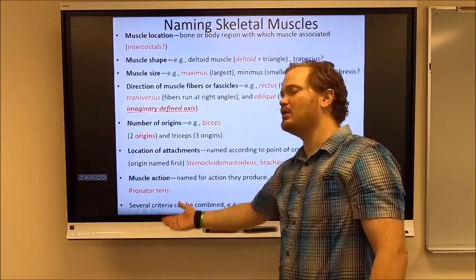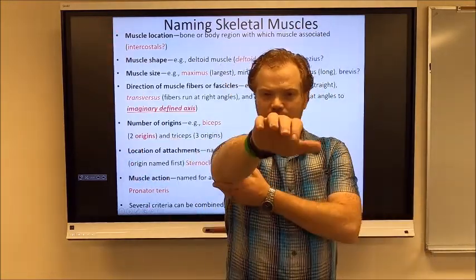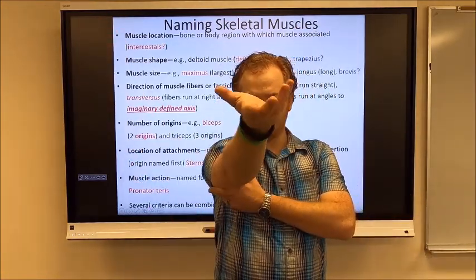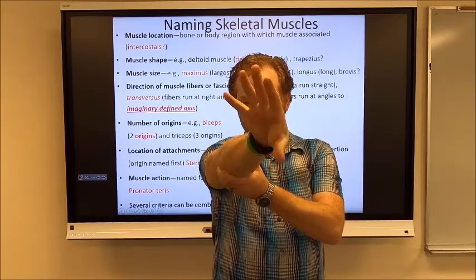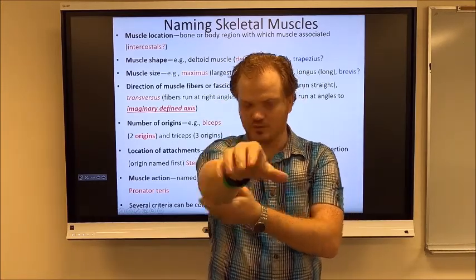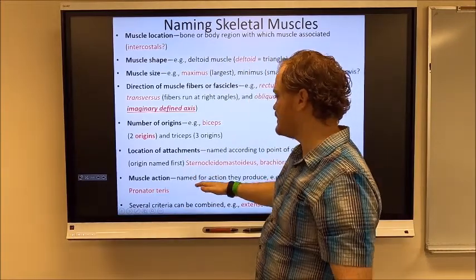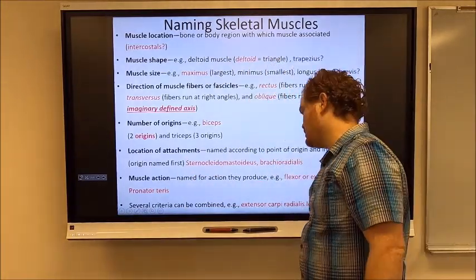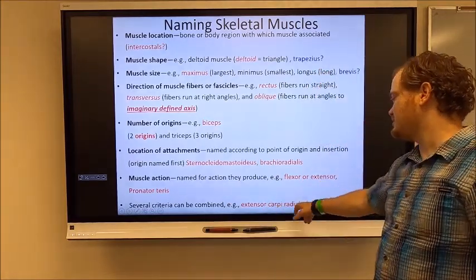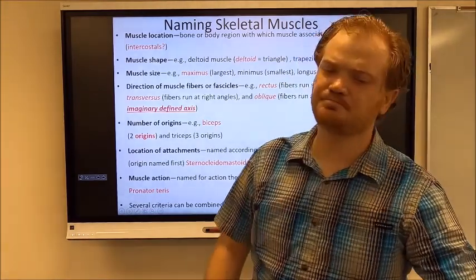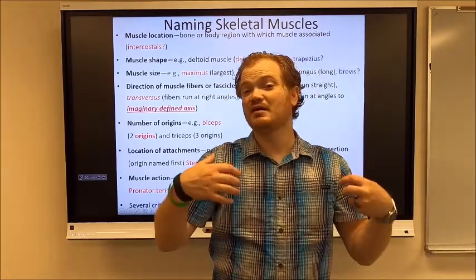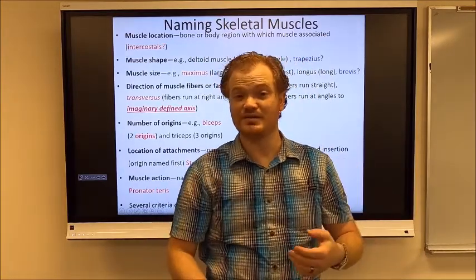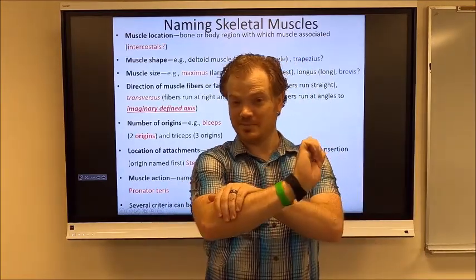I think I have more. Yeah, pronator teres. So this is supination, this is pronation, and the muscle here that assists you with that twisting motion is called the pronator teres. And oftentimes we'll combine most of these together to come up with a naming mechanism. So something like extensor carpi radialis longus.